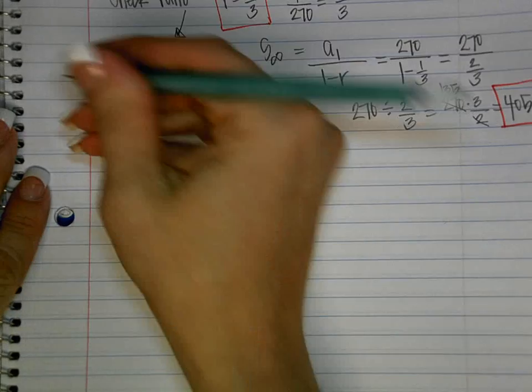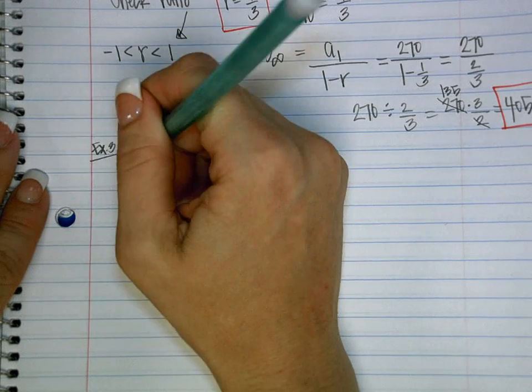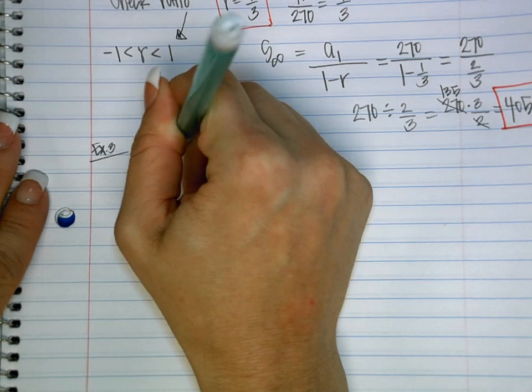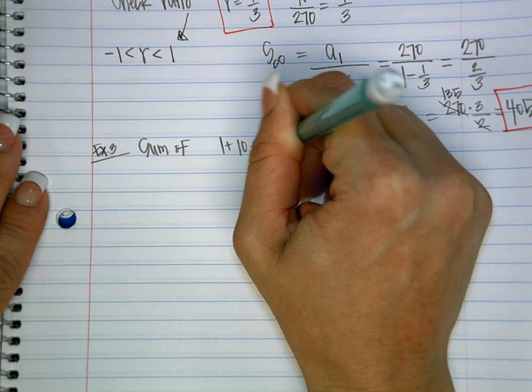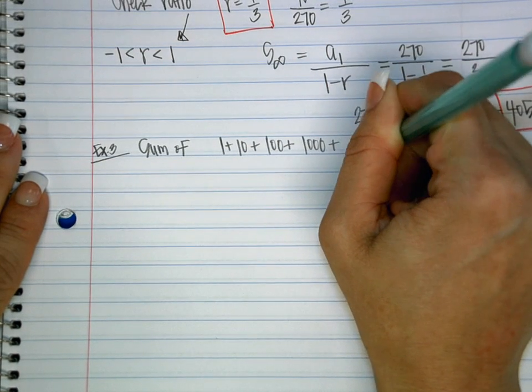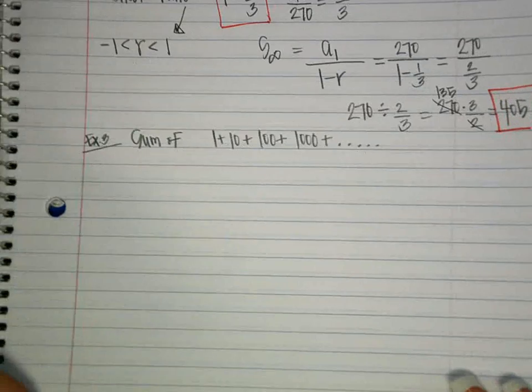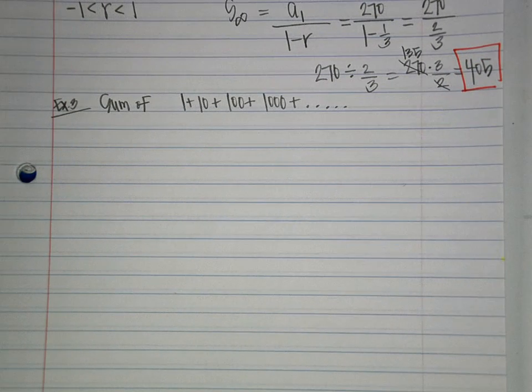Let's try another one. For number 3, again, I want you to find the sum of 1 plus 10 plus 100 plus 1,000 and so on. Find the sum of 1 plus 10 plus 100 plus 1,000 and keep going.